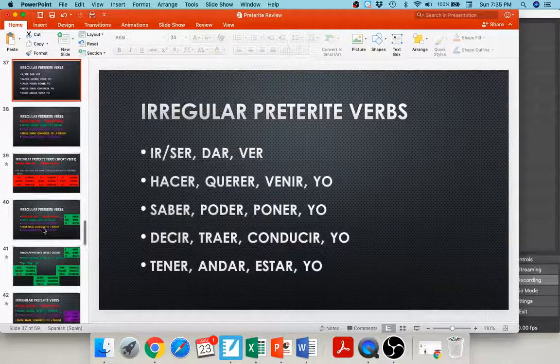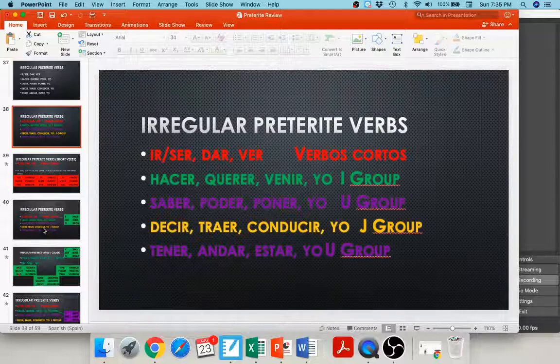Next, I want to talk to you about some verbs that are just very irregular in the preterite. These are verbs that you simply do have to memorize. Our first line here, ir, ser, dar, and ver, are part of what we refer to as the verbos cortos category. These are verbs that you just have to memorize, and they do have some regularity about them. They're very short, and I'll talk to you about those in a second.